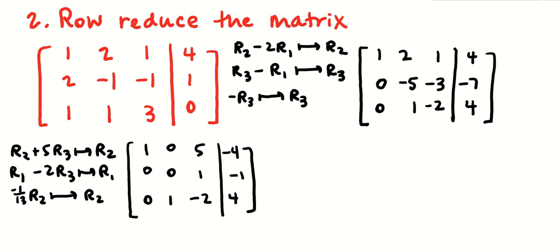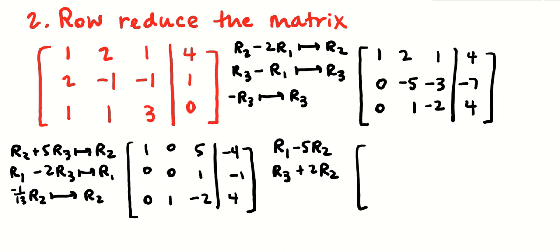Then I'm going to use that 1 right here as a tool to get rid of the negative 2 and the 5. And that'll be almost my last steps. I'm going to take row 1 minus 5 row 2, and put that in row 1, but I'm not going to have room to report that. And I'm going to take row 3 and add 2 copies of row 2.